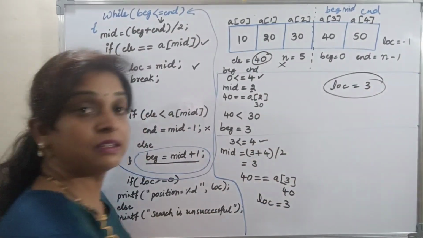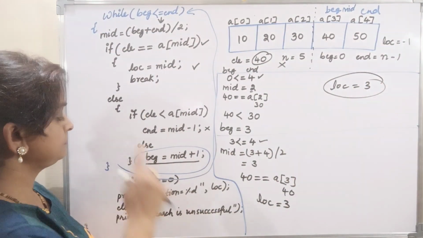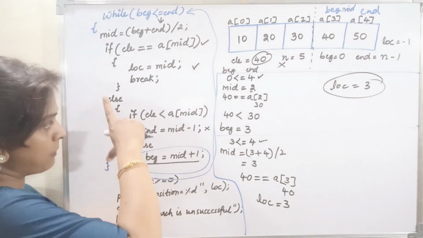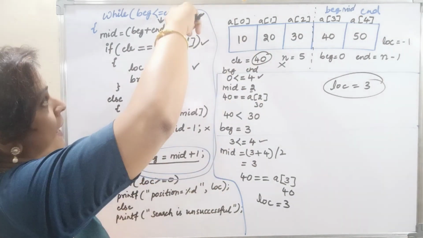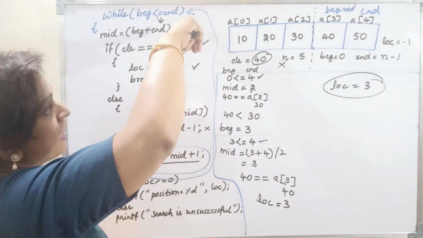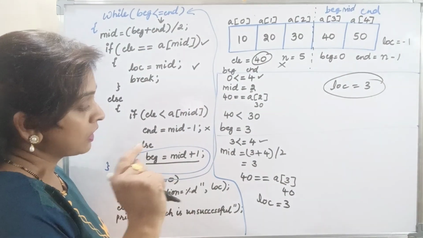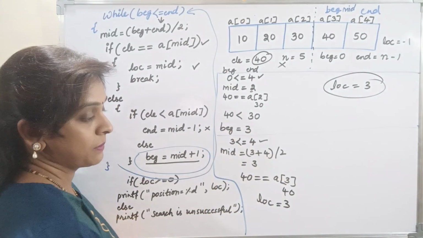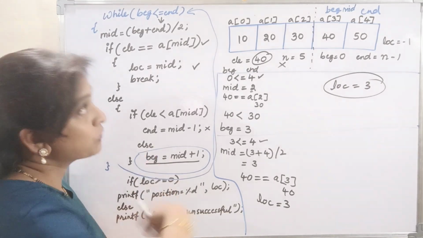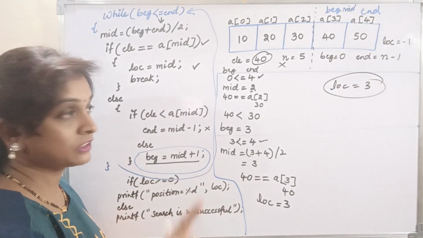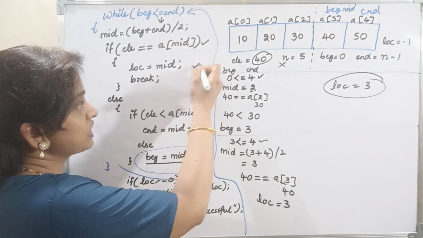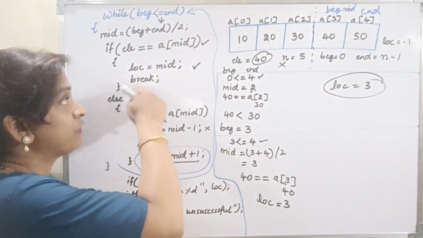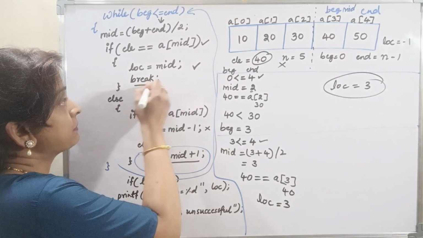Location is equal to 3. Then after this block, I need not come to this else block. Loop back. Now, what happens when I get the position? Should I have to loop back here? Look at here. I say location equal to mid. But there is one more statement that you have to observe here carefully, which says break.